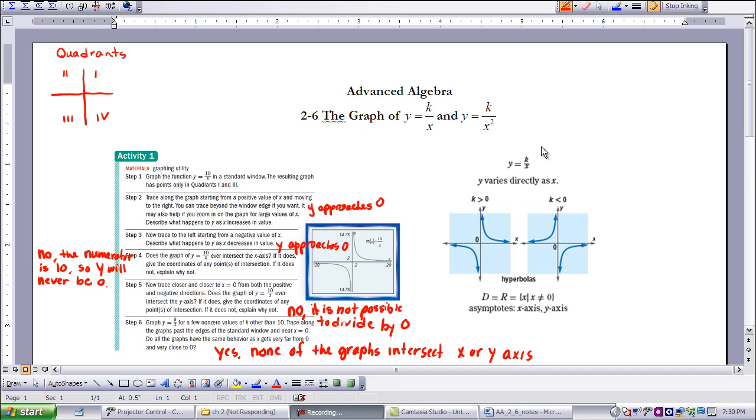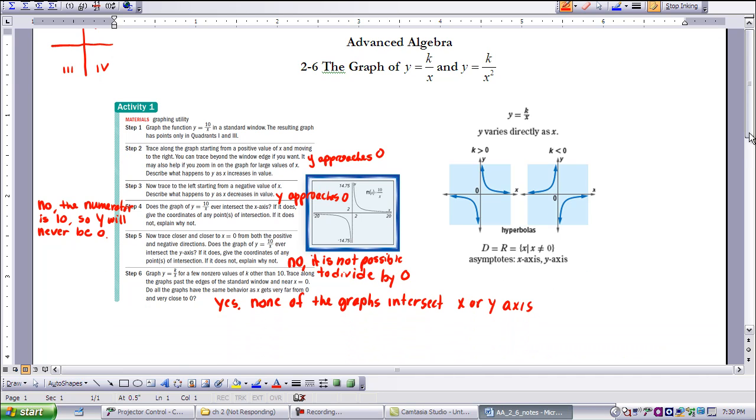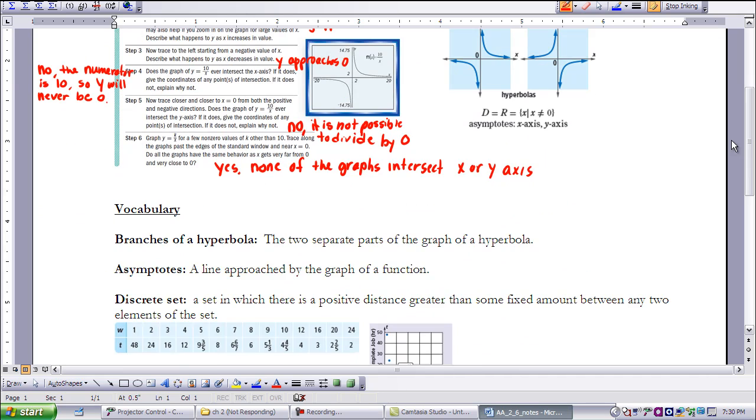Before we explore this summary graph here to the right, I would like to take a look at some vocabulary that is discussed in this lesson. The first one is branches of a hyperbola. The name of the graph that we just looked at in this activity is called a hyperbola. So our graphs of inverse variations are going to be a hyperbola. And so we have 2 branches of that hyperbola. They happen to be in quadrants 1 and 3.